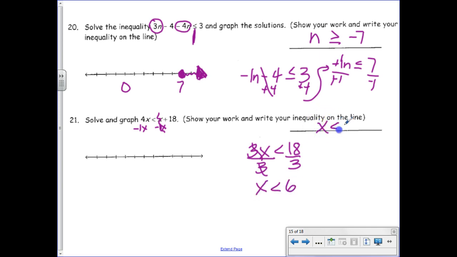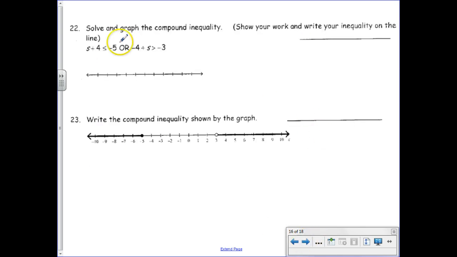Put this on the line. X is less than 6. Yes, even if you can do it in your head, for goodness sakes, please show me the work. I got to get you trained this way. Open circle at 6. Less than is shade to the left. There we go. Whew. This one, a compound inequality.